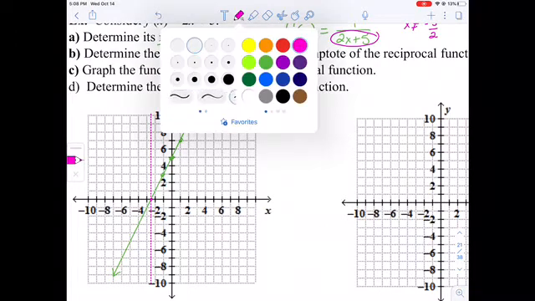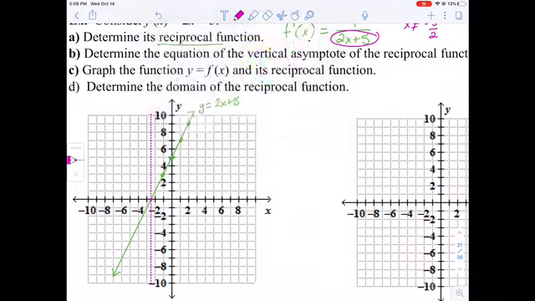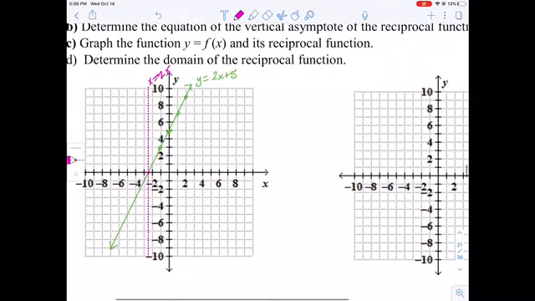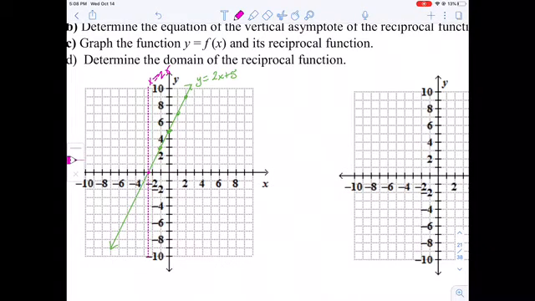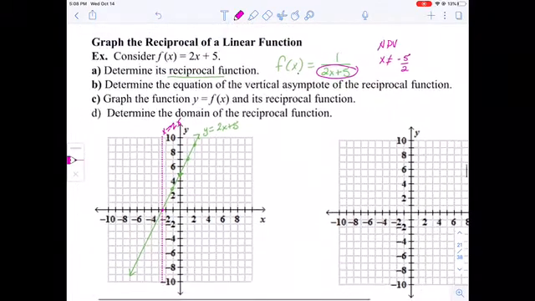And that's x is equal to negative 2.5. That's the equation of my vertical asymptote, okay? And that happens to be my x-intercept on my graph. So once I know my original function, I find my x-intercept, that's where I draw my vertical asymptote. Bam, that's my equation, okay? The vertical asymptote is the equation x equals negative 2.5.